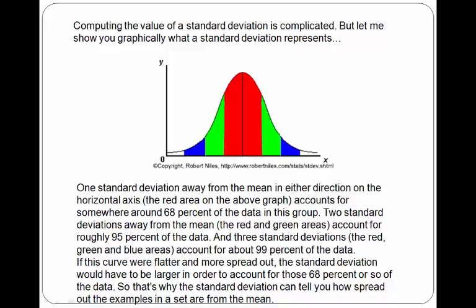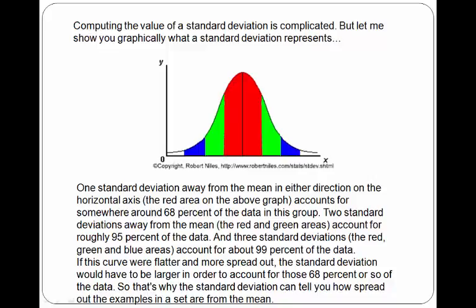But we need to understand graphically what a standard deviation represents. One standard deviation away from the mean in either direction on the horizontal axis, which would be the red area in the graph above, accounts for around 68% of the data in this group, or in any group that's normally distributed. Two standard deviations away from the mean, which would be both the red and the green areas, account for roughly 95% of the data. And if you go 3 standard deviations, which are the red, the green, and the blue areas, you have roughly 99% of the data represented.